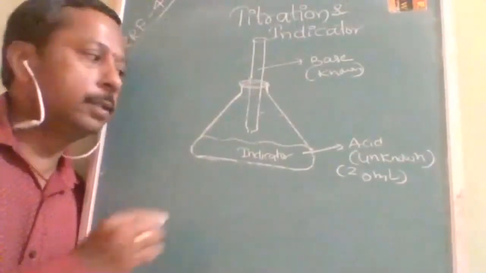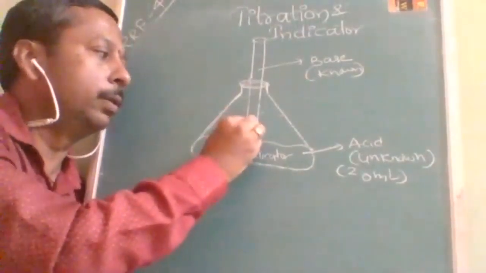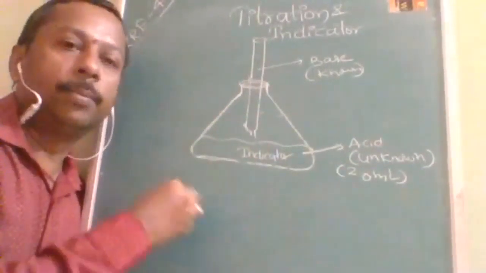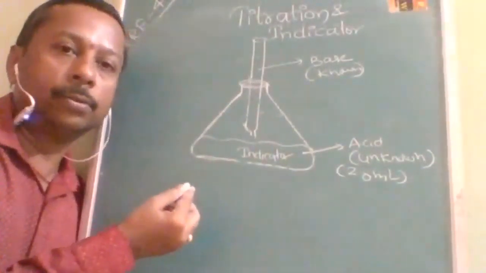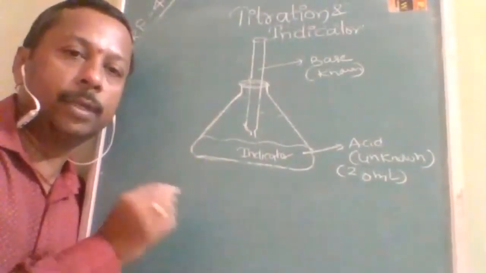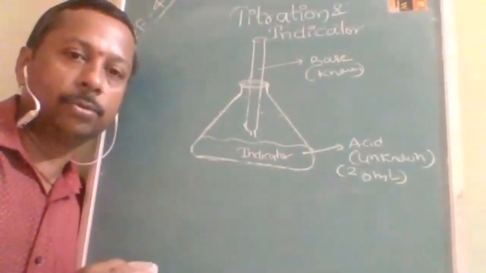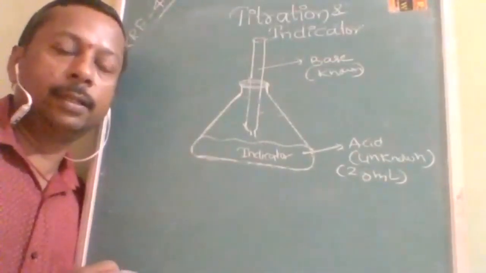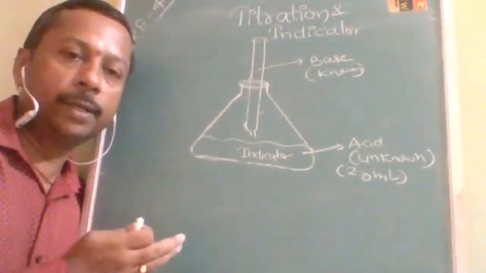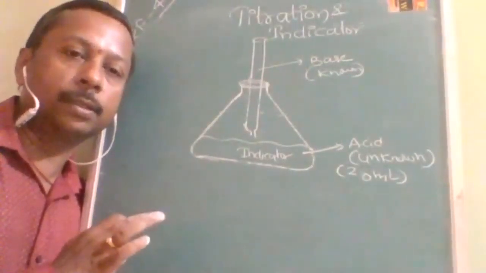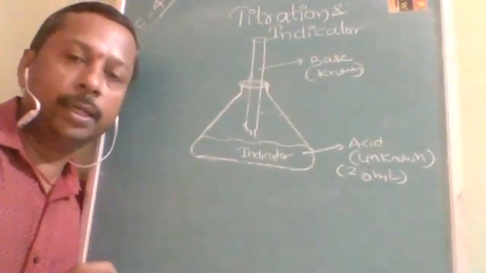It is not necessary that both should be colors only. If in acid it is blue, in base it can be colorless. If in acid it is colorless, in base it can be anything, but both should not be the same. One can be a color and the other a different color, or even transparent is okay. So that is about the indicator.